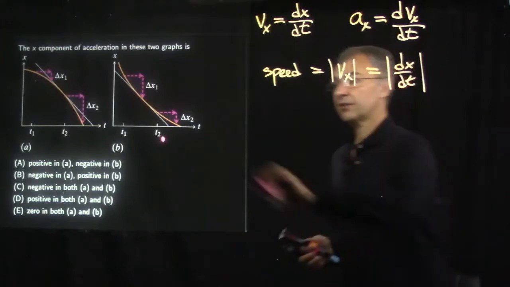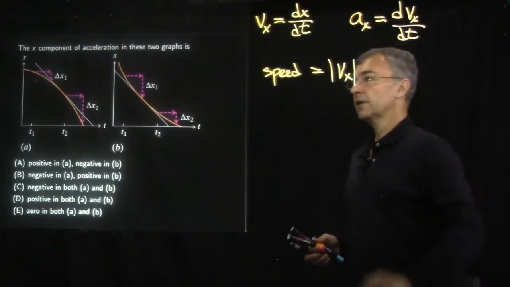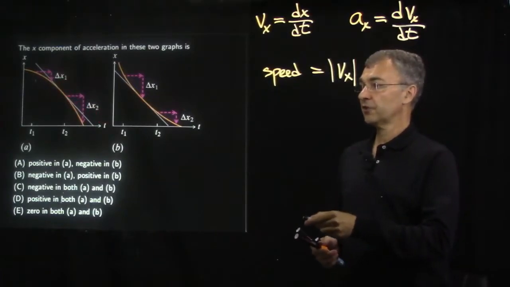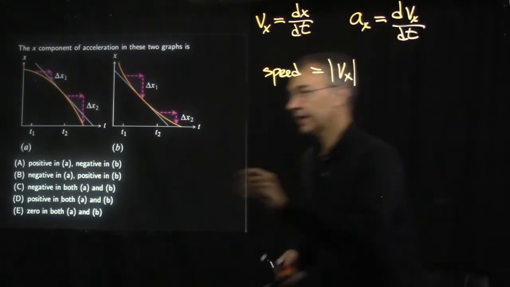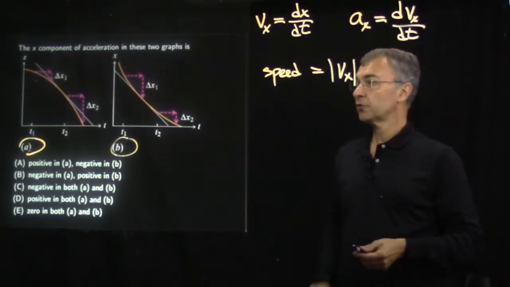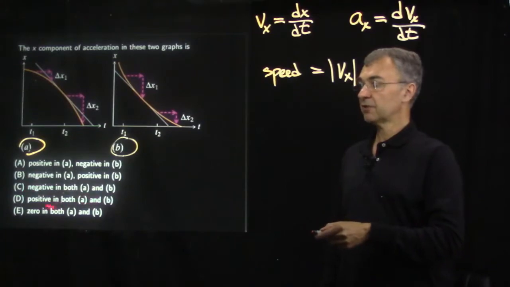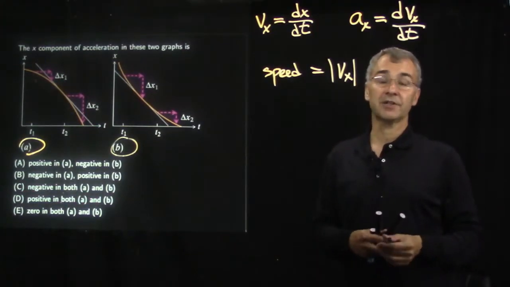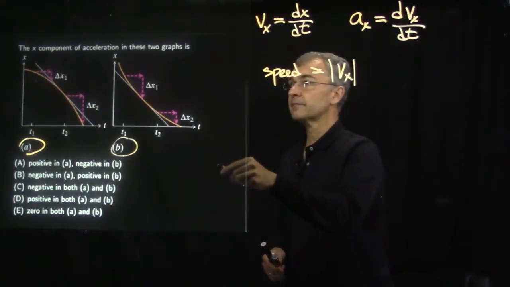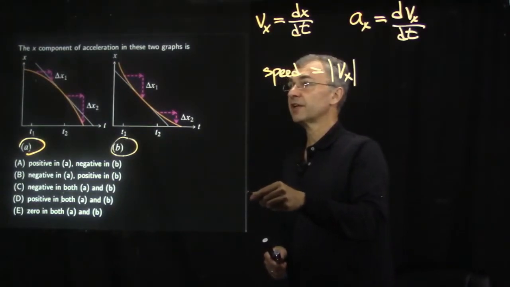Now, I guess we've given away a little bit of this answer. So is the x component of acceleration in these two graphs, here's graph A, and here's graph B, positive in A, negative in B, negative in A, positive in B? Okay, let's figure out the sign. In other words, let's figure out the sign of the acceleration in each graph. It seems like this is for the whole graph. It doesn't say at time t2.